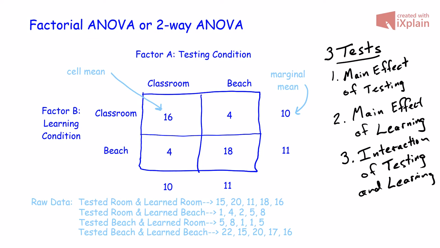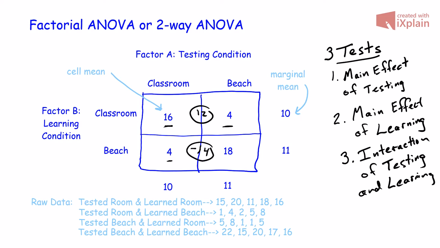Now, what the interaction is actually testing is the difference between cell means. So if we look at the pairs of cell means on a given row, we have 16 and 4. What's the difference between those 2? If we take 16 minus 4, we're going to get 12. That 12 is called a simple effect. Now we want to do the same thing for the row under that. We have to do it in the same order, so it's 4 minus 18, and that gives us negative 14. That's the other simple effect.